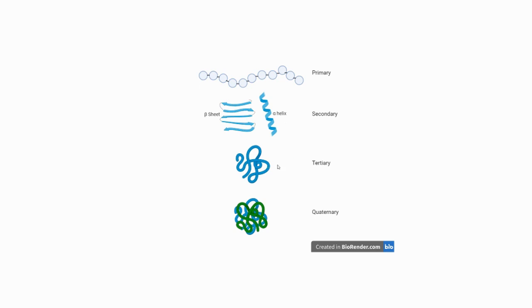Tertiary structure is the three-dimensional shape of the protein or folding pattern. This is determined by the interaction of the unique part of each amino acid and how they interact with each other. And finally, the quaternary structure is how each protein interacts with another protein, and then these form a complex.